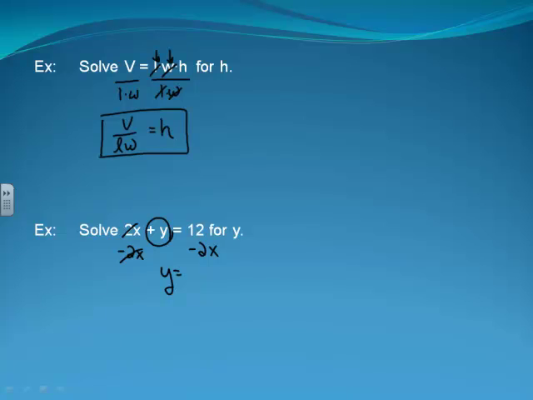Now on our right-hand side, 12 and 2x are unlike terms. You cannot combine them, and so we're just going to end up writing that as a subtraction problem since we can't combine them. Our y is now isolated, and we're done.